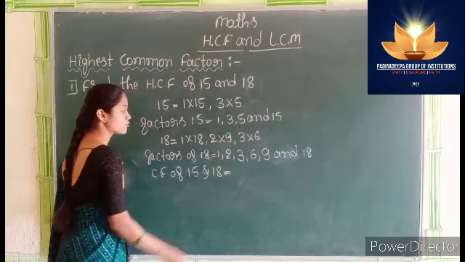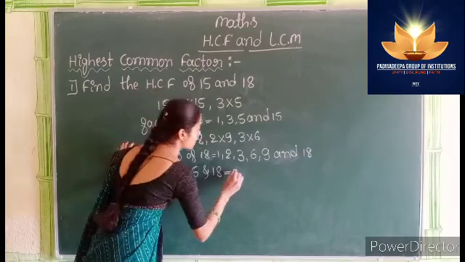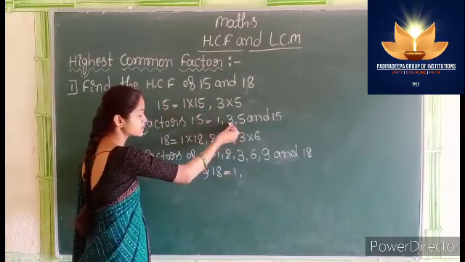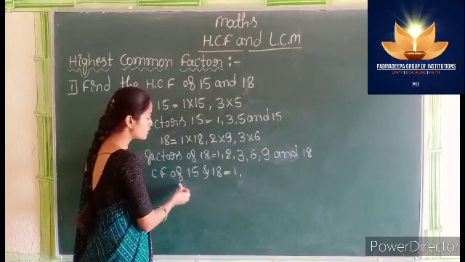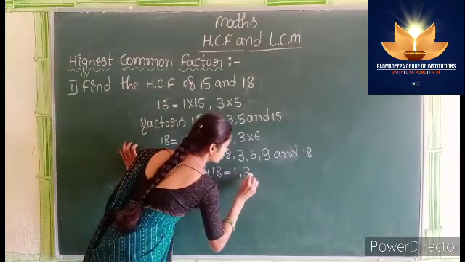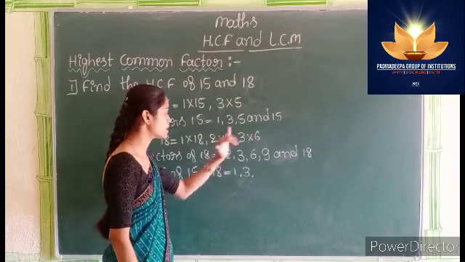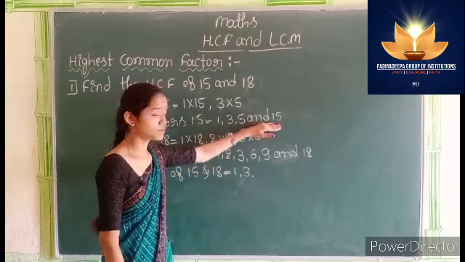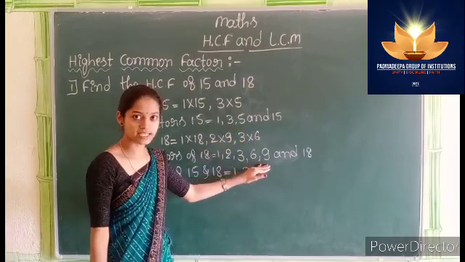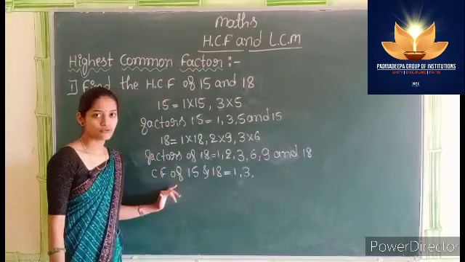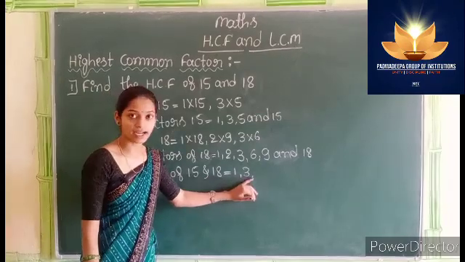1 is also a factor of 18, so we can consider 1 as a common factor of 15 and 18. Then 3 is also a factor of 18, so we can consider 3 as a common factor of 15 and 18. Then 5 is not a factor of 18, so we cannot consider 5 as a common factor. Then 15 is not a factor of 18, so we cannot consider 15 as a common factor. Okay, so the common factors of 15 and 18 are 1 and 3.